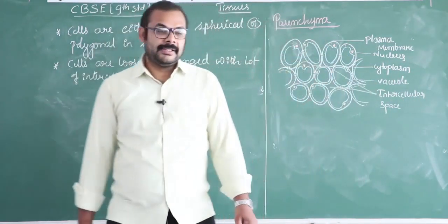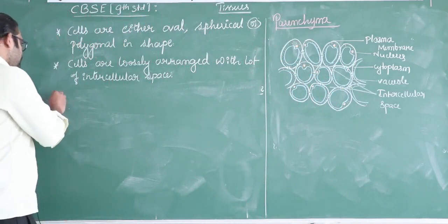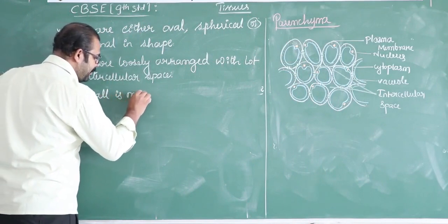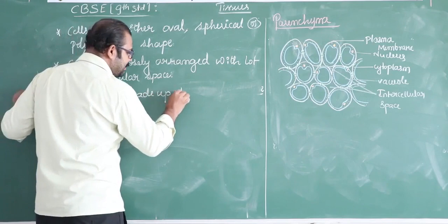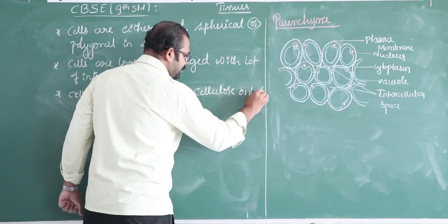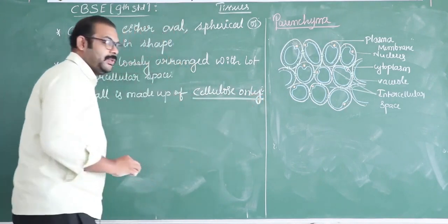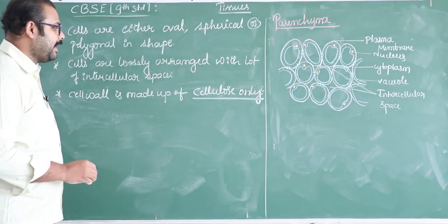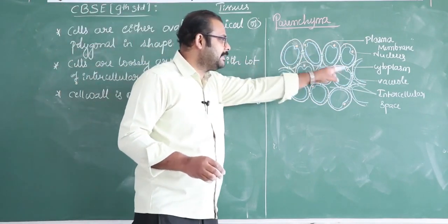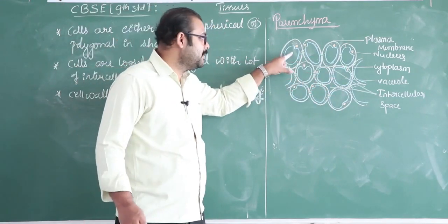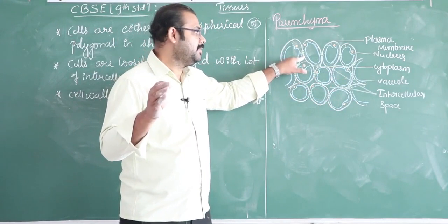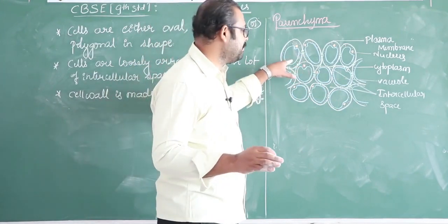So next point is, let's see what the cell wall is made up of. The cell wall is made up of cellulose only. This is the main characteristic feature of parenchyma. As this is made up of only cellulose and the neighboring cells are interconnected by cytoplasmic desmata, parenchyma is a living permanent tissue, a simple permanent tissue.